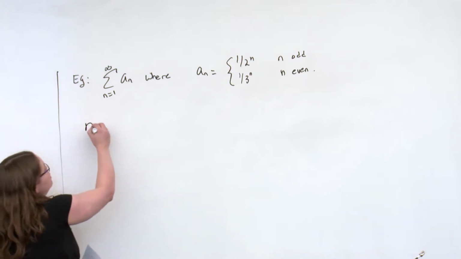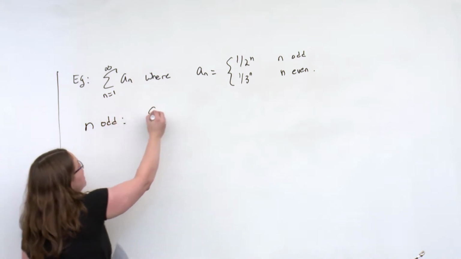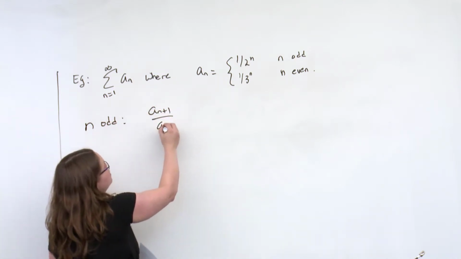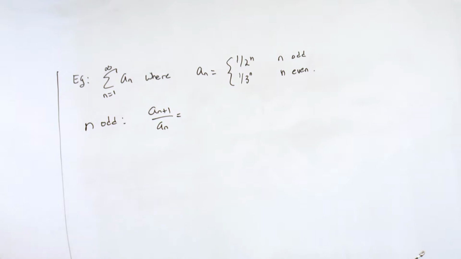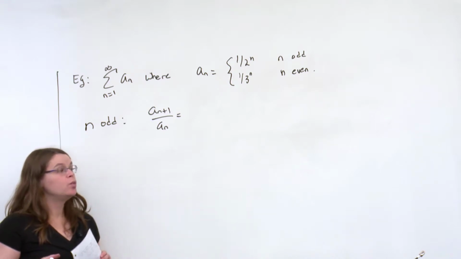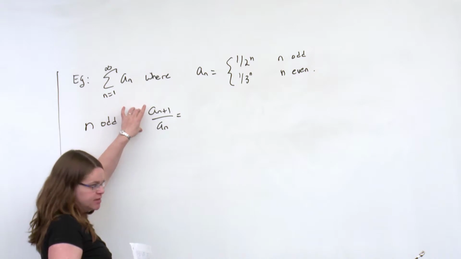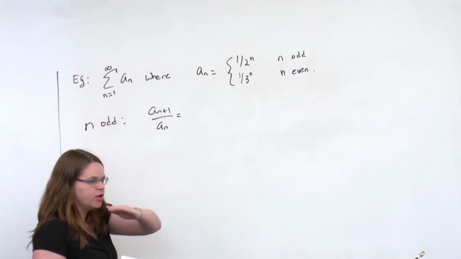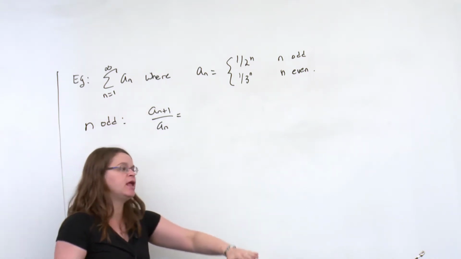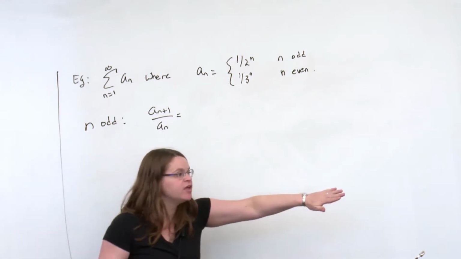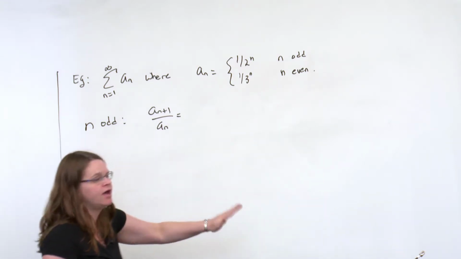So if n is odd, then a_(n+1) over a_n, we should do this carefully. Both odd and even have to converge. So when we do this ratio, the limit superior of this has to be less than 1. That means we have to look at what happens when n is odd, and what happens when n is even. Whichever of those does the biggest thing in the limit, that's the one we have to look at and have to keep less than 1.